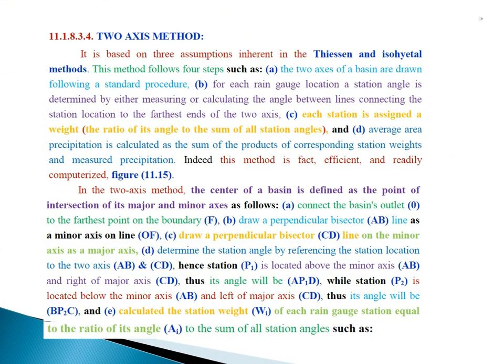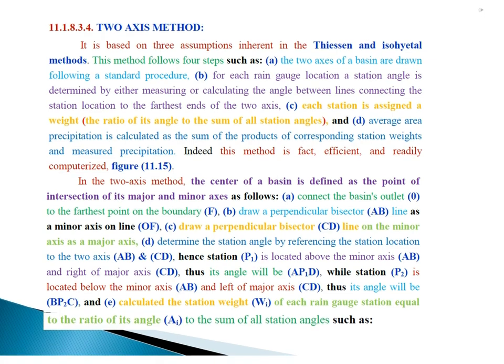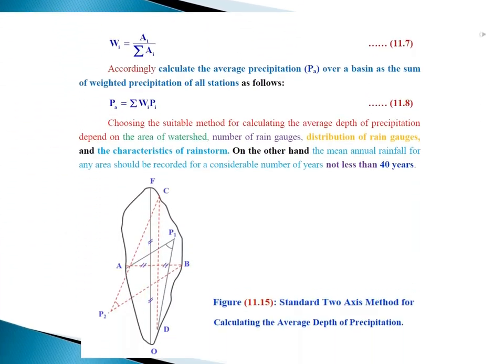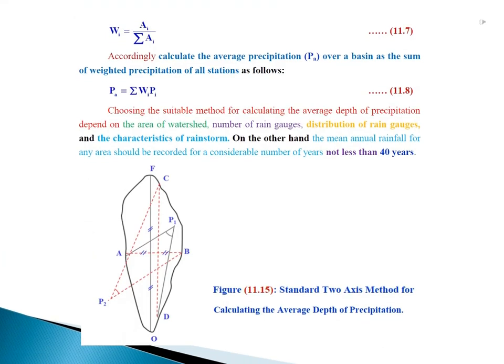Two-axis method. It is based on three assumptions inherent in the Thiessen and isohyetal methods. This method follows four steps as shown in front of you, my dear. Follow it by yourself, it is so easy. Calculation: mention the station weight of each rain gauge station as shown in the enclosed equation, and the figure showing the standard two-axis method for calculating the average depth of precipitation.